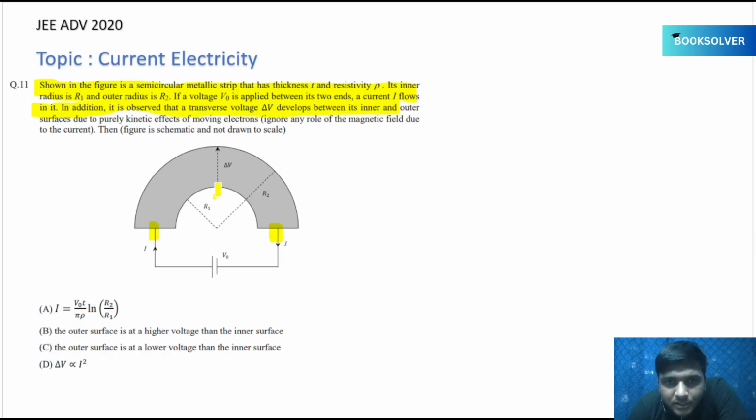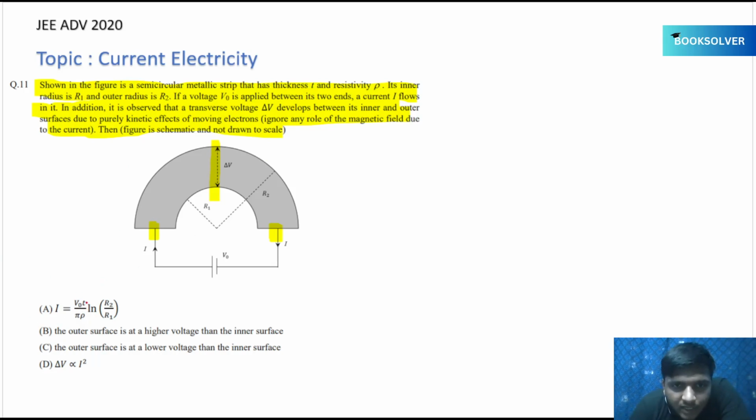Transverse voltage means they are talking about this delta V here, one from the outer edge and one from the inner edge, and it is due to the kinetic effects of moving electrons obviously, and the figure is schematic and not to scale. So we have to tell which options are correct or not.